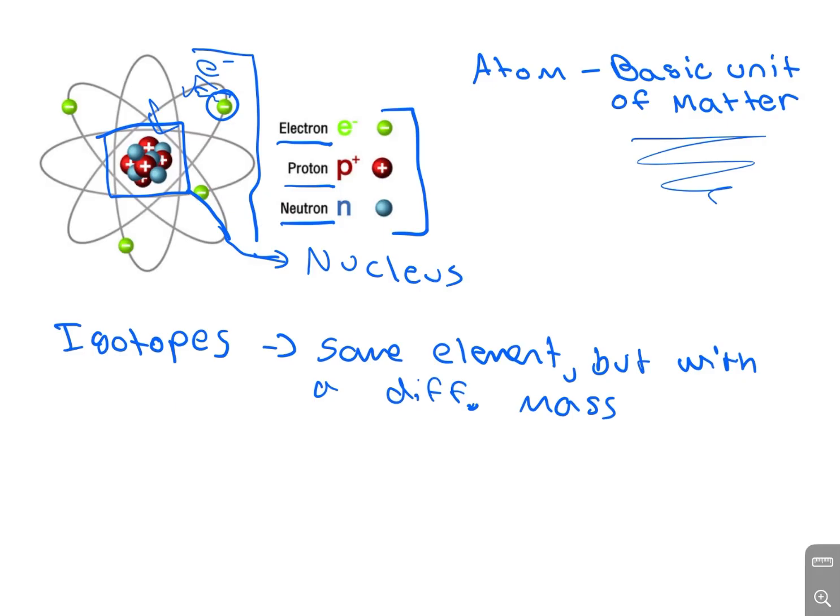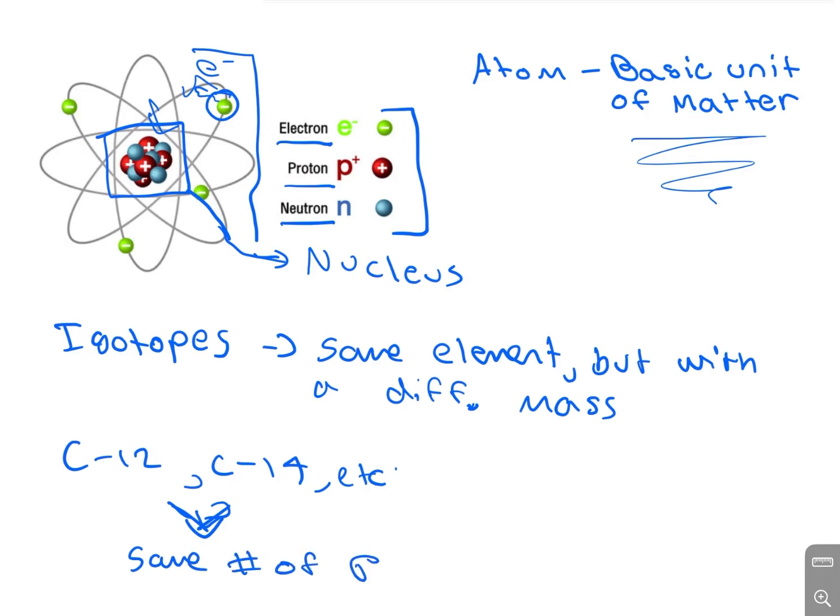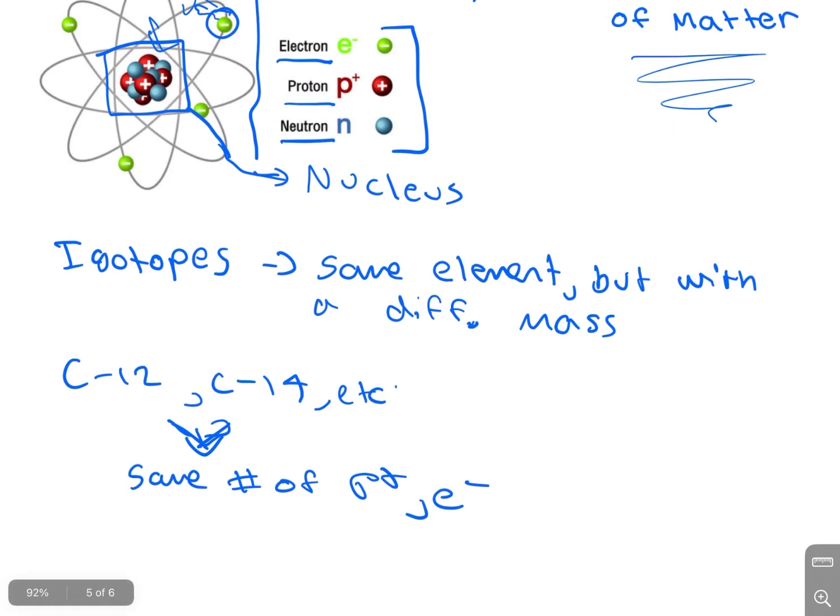So you may be wondering what that means, right? For example, let's take carbon. Carbon has an atomic mass of 12, and there's another isotope of carbon that has an atomic mass of 14. There are multiple isotopes of carbon, and we write them as C12, C14, etc. C12 and C14 have the same number of protons and electrons.